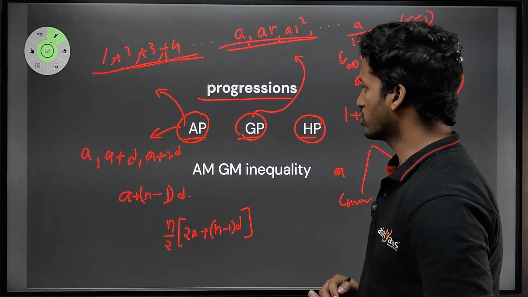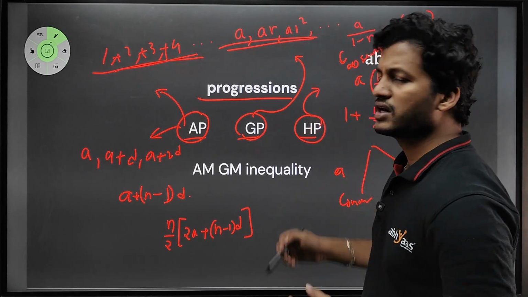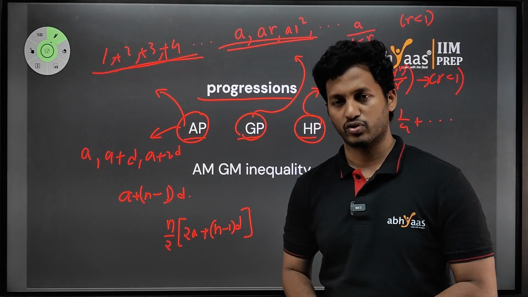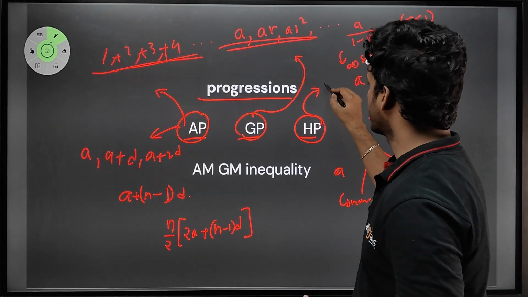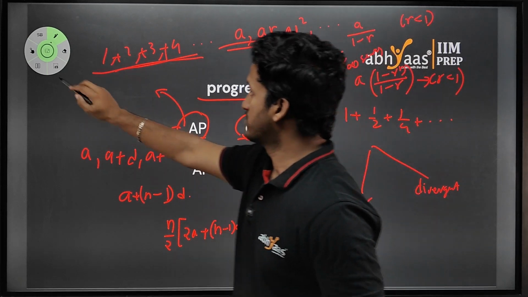And coming to harmonic progression. Harmonic progression is nothing but the reciprocal of arithmetic progression. So here the terms, like, let me rub this one.